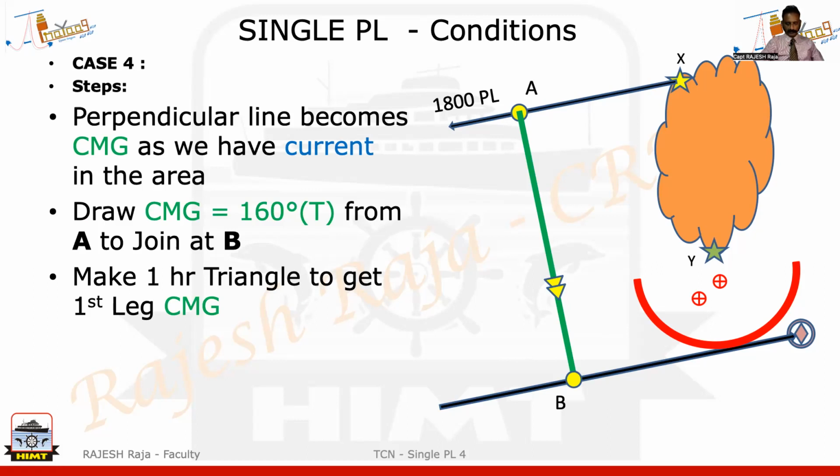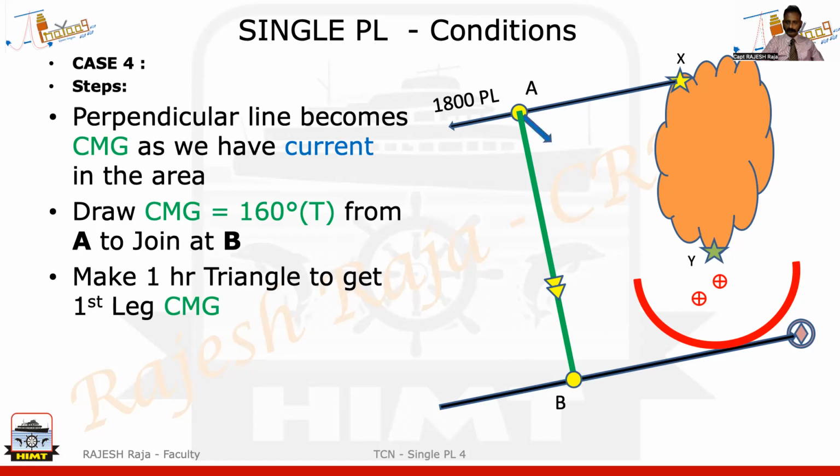CMG is already known, then I'll find the CTS and I can find all the remaining data. Please pardon me for this small mistake. I should have written it as CTS. I'm going to make a 1-hour triangle for the CTS. Okay, so this is a counteracting method.